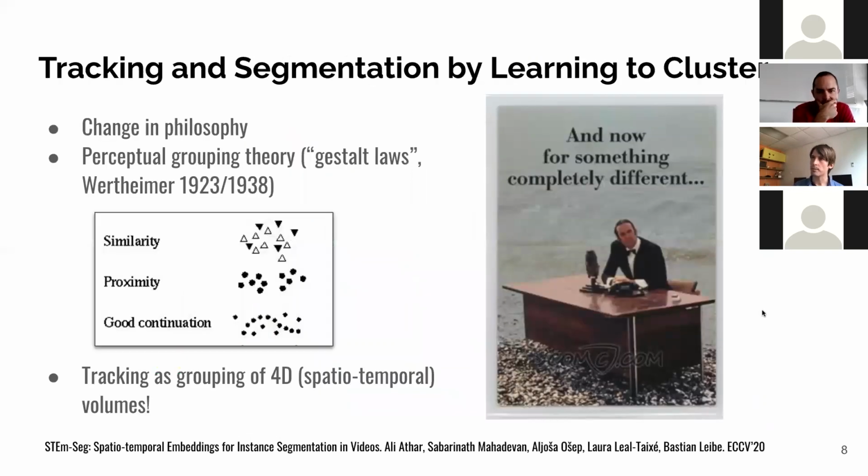So this is a standard pipeline, and here in this work, we really decided to go for something rather different. We were inspired strongly by the perceptual grouping theory that says that points that are nearby in space, look similar and have a good continuation likely belong to the same object. And we extended this idea to the spatial temporal domain and formulated tracking as grouping of 4D spatial temporal volumes. I will explain in more detail what I mean by that very soon, but first let me just note that we first introduced this idea of tracking as clustering in the context of video segmentation in the paper that we published at ECCV last year. And I will also briefly mention this work in the next slides.